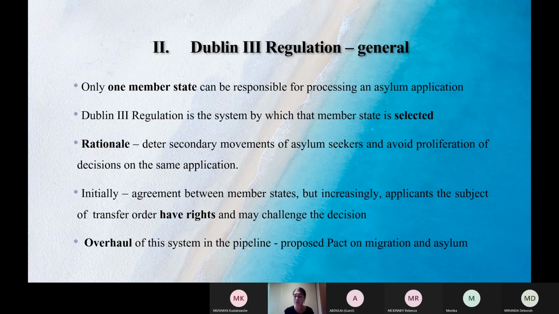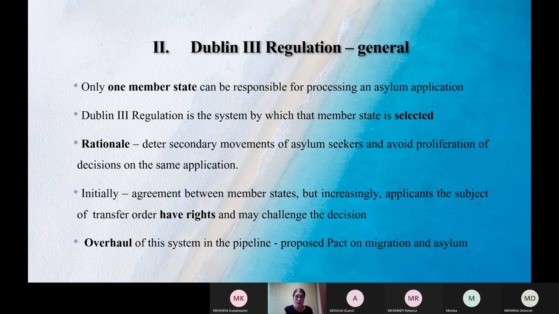So if somebody makes an application in, say, France or Greece, they travel to another member state and the same process takes place. They didn't want different member states to be looking at the same application. So only one member state should ever look at the substance of an application.